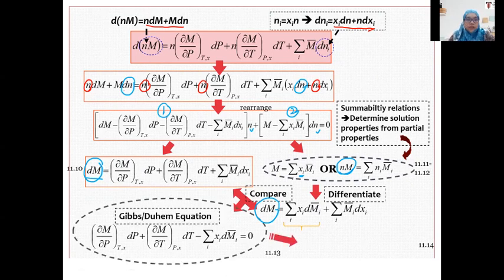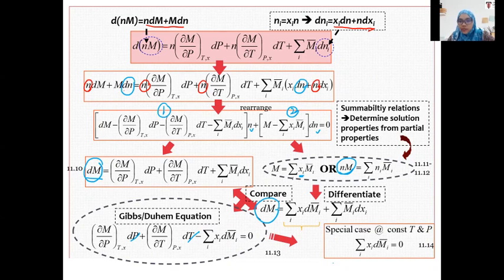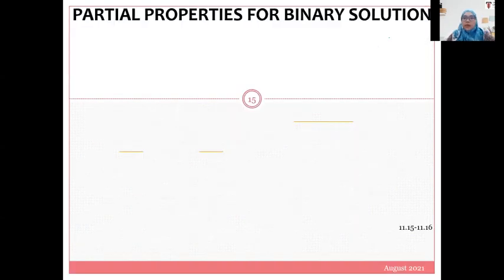At constant temperature and pressure, the remainder is the summation of composition times the partial properties equal to 0. So this is for the special case. Usually we can use this equation to determine the partial properties. Okay, let's move to the next. We will focus on the binary solution. Binary means in one solution we have two species, 1 and 2.